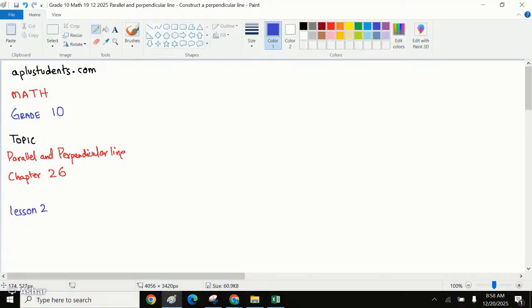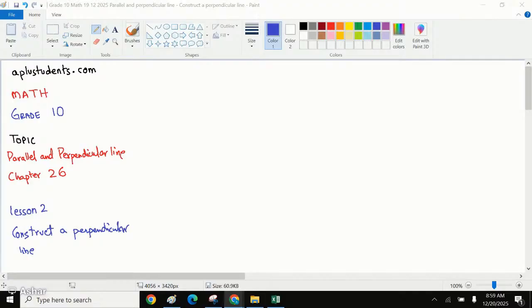And the name of the lesson is construct a perpendicular line. So today we would be constructing perpendicular lines. Let's go to the topic. The chapter was 26 and the lesson was number 2. Okay. So we go to maths. We go to grade 10s. Chapter number 26 is parallel and perpendicular lines. And we go to lesson number 2.